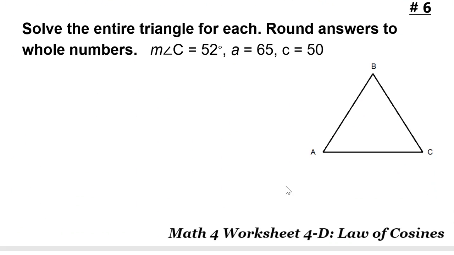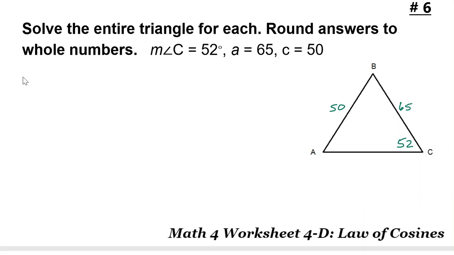All right, number last, solve the triangle. So what we're going to, well, let's see now. We have angle C is 52, little a is 65, little c is 50. This is a curious use of it, because we have big C and little c. What we're missing is little b.